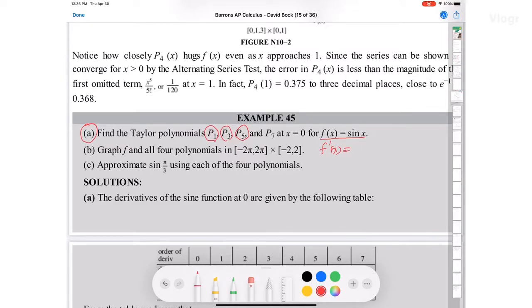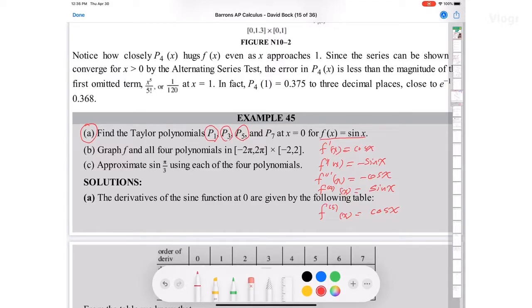Derivative of sine is cosine. What is the second derivative function? Negative sine x. Third derivative: negative cosine x. Fourth derivative of x, positive sine x. Fifth derivative of x, it is cosine x.